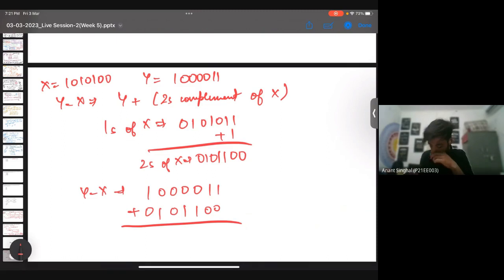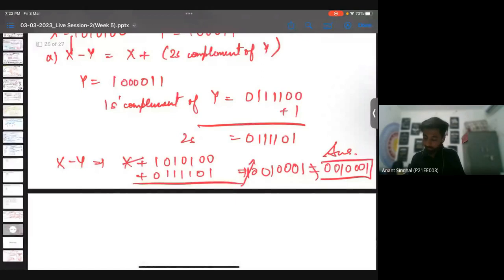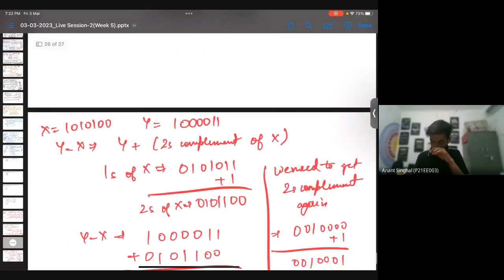It is nothing but the 2's complement of this number, which will be 0 0 1 0 0 0 0 plus 1. It will be nothing but 1 0 0 0 then 1 0 0. The correct answer is again coming out the same, which is the y minus x answer. You can check from both the cases the answer is coming out to be the same. It's just that we have discarded the carry, so this was minus 17 and the last answer is plus 17.